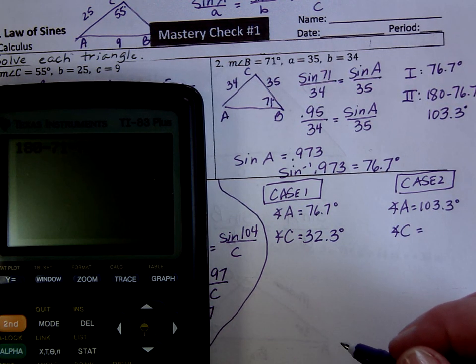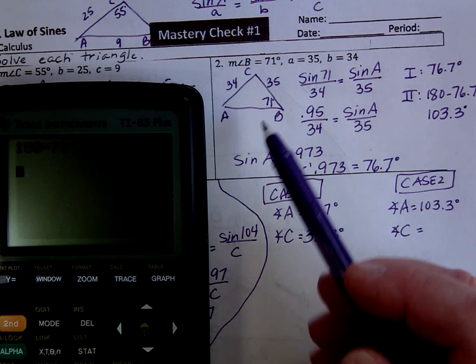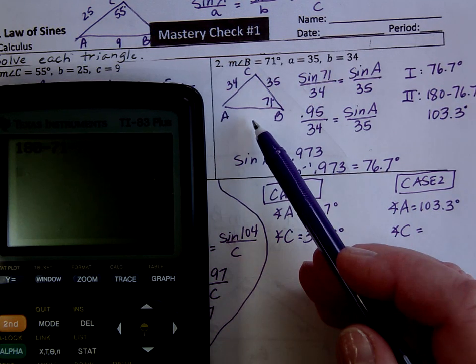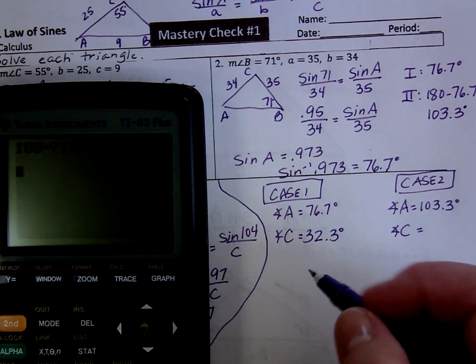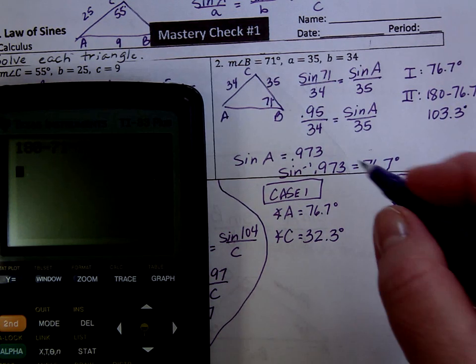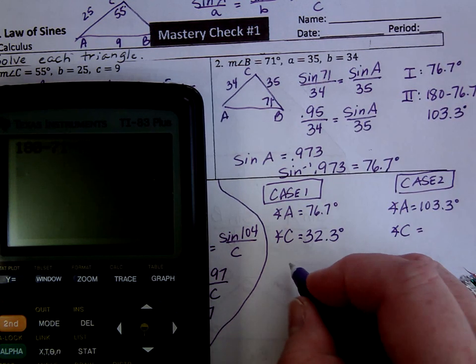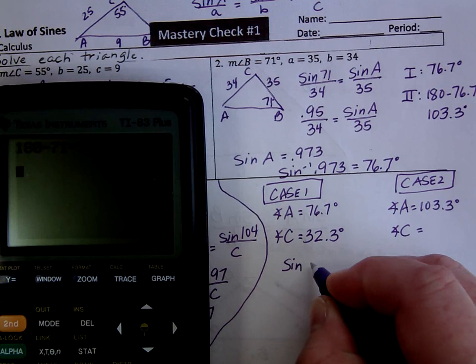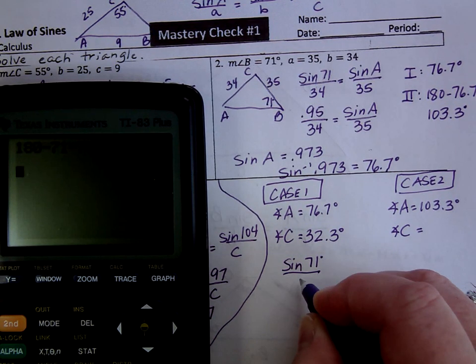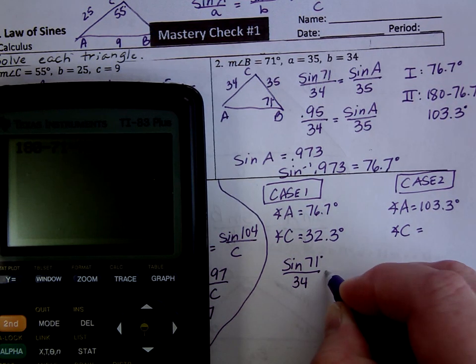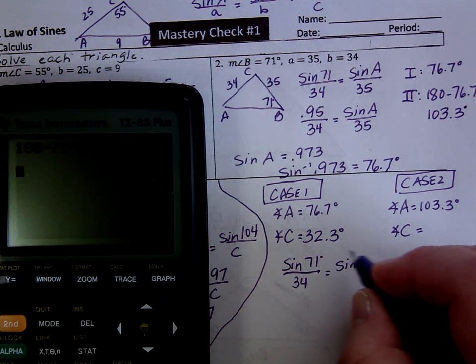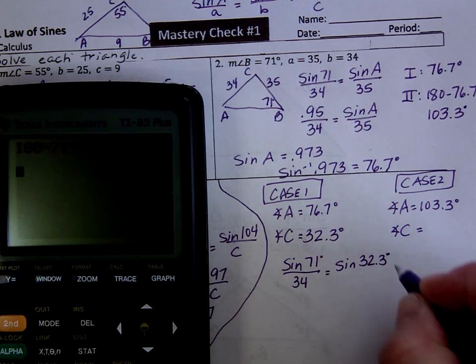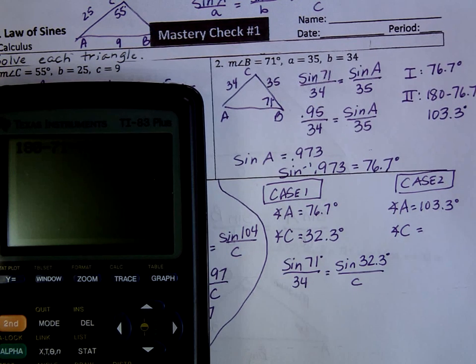Now let me finish out this case number one. The only thing I have left to find, I have what little a is, I have what little b is, but I need to know what little c is. So little c, I'm going to set up my proportion. I'm going to go back up here. Remember I used the sine of b, 71 degrees, over little b, 34, equals the sine of c. In my case I'm saying it's 32.3 degrees over little c, and that's going to help me find that.